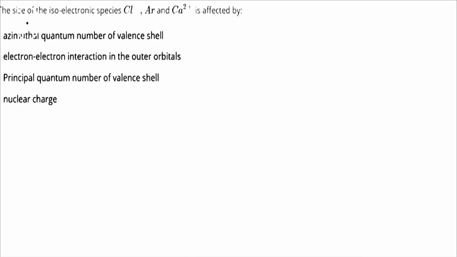Hello students, let us move to the next question. The size of the isoelectronic species Cl-, that is chloride, Ar, that is argon, and Ca2+, that is calcium, is affected by. The first option says its azimuthal quantum number of valence shell, which is L, and is related to the principal quantum number, and it is given as n-1. In fact, L indicates the type of the orbital.